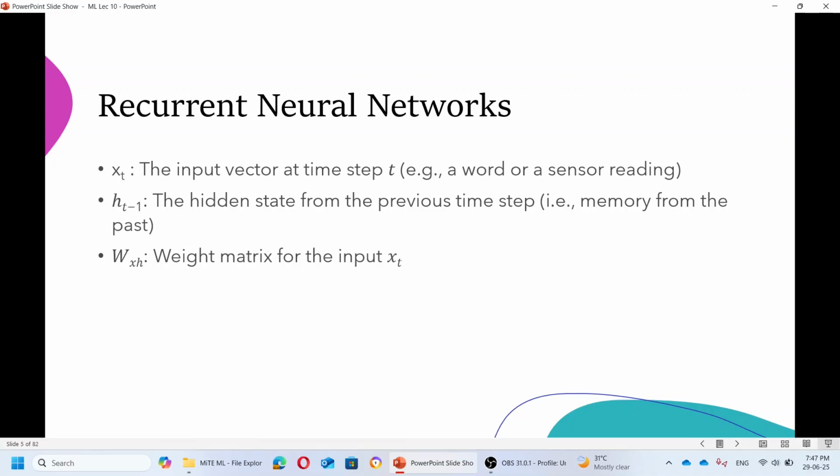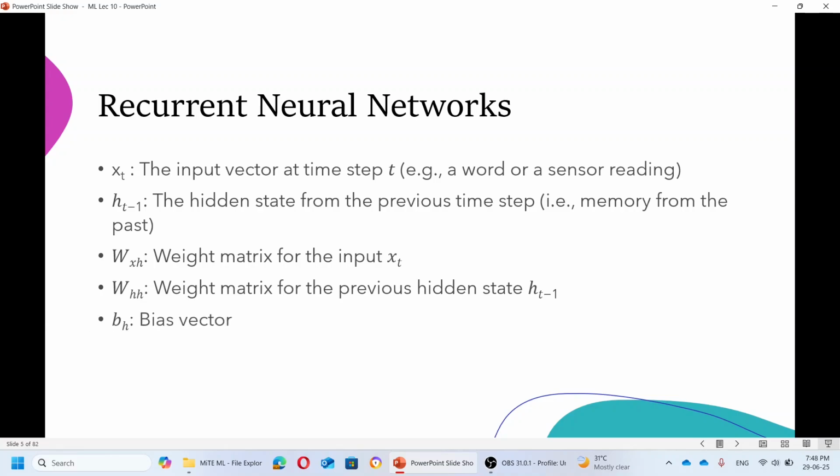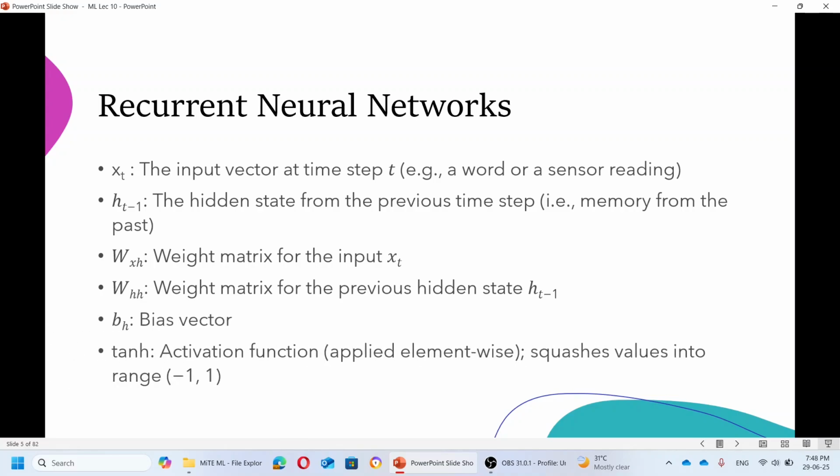So xt is the input vector at time step t, for example a word or sensor reading. Ht minus 1 is the hidden state from the previous time step, and Wxh is the weight matrix for the input xt, Whh is the weight of the previous output h, and bh is the bias vector. And tanh, as I explained, the hyperbolic tangent, is the activation function applied element-wise, and the purpose is to make the output nonlinear.